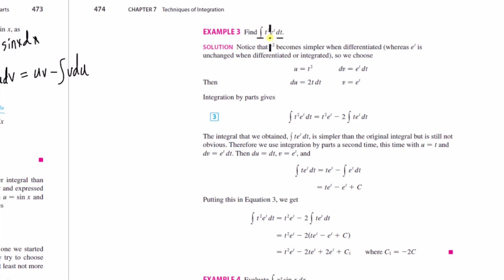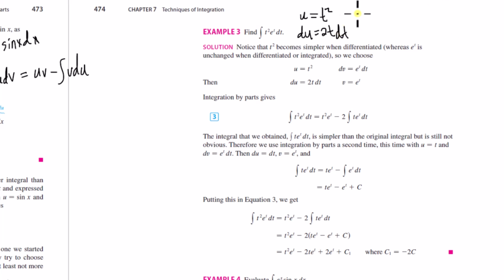T squared e to the t. Well, e to the t has an easy derivative and integral. So would we rather differentiate or integrate t squared? Well, we'd rather differentiate it. So we'll say u is equal to t squared. So du is equal to 2t dt.